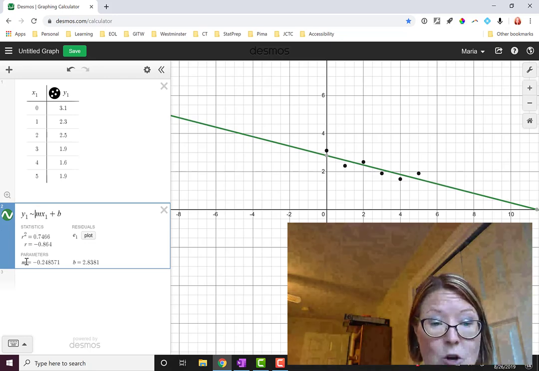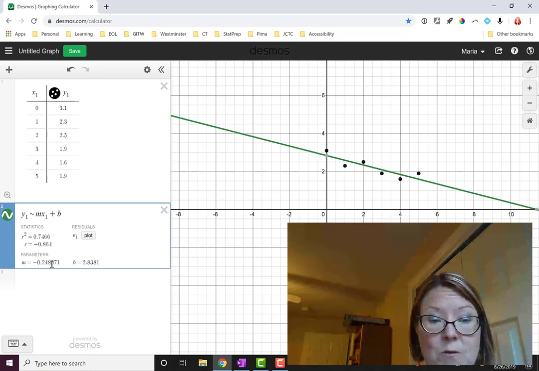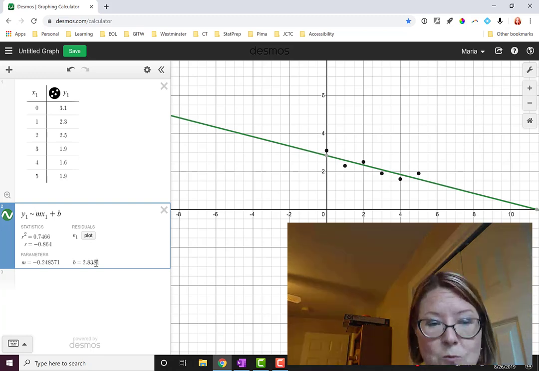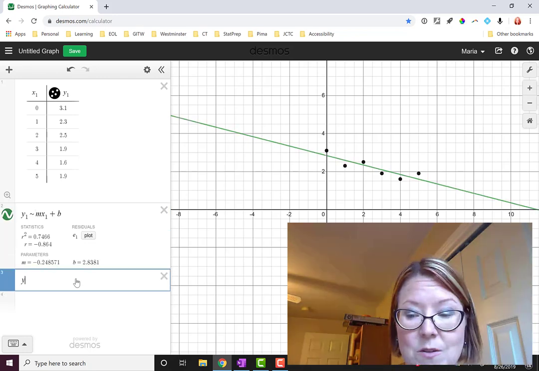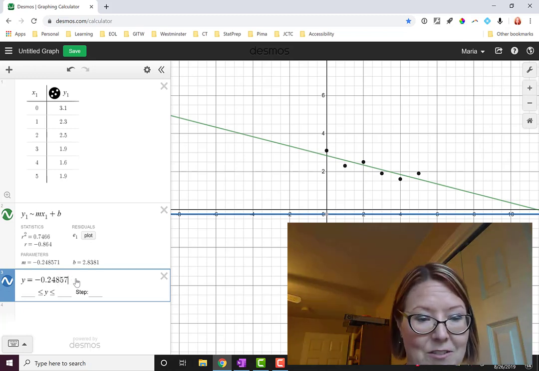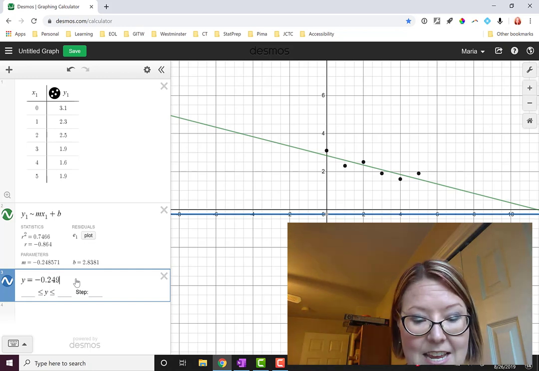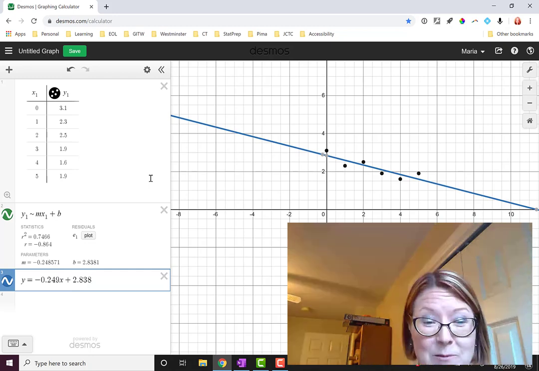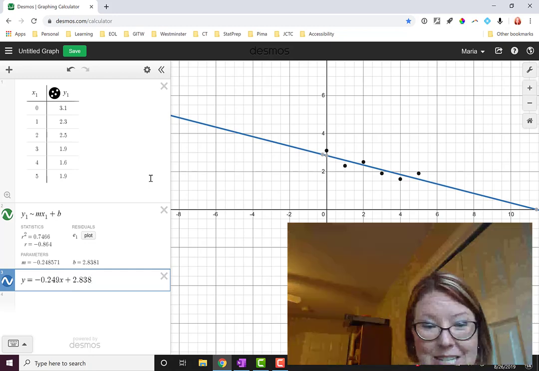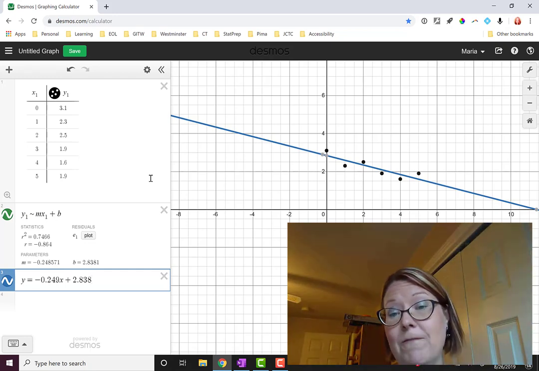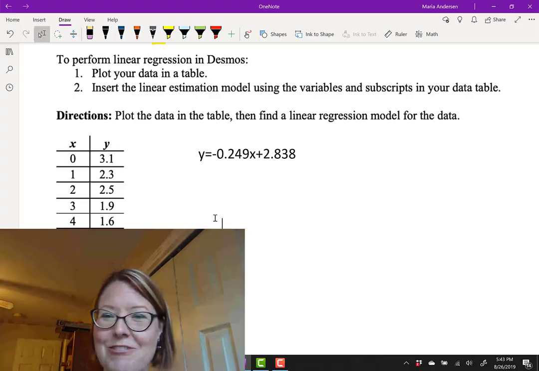This line has a slope of m equals negative 0.248571 and a y-intercept of 2.8381. For now, you can ignore the rest of the data there. We should be able to write a linear equation for this data. It is y equals negative 0.248571. Let's actually round that a little bit. 2.49x plus 2.838. That's y equals mx plus b with the m and b numbers inserted. And when that's graphed, you can see it exactly matches the best fit line that was drawn for us. So we've found a linear regression model for the data.